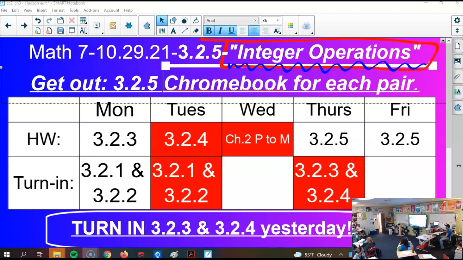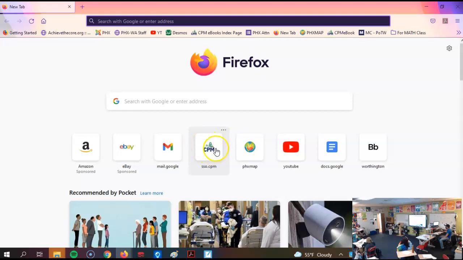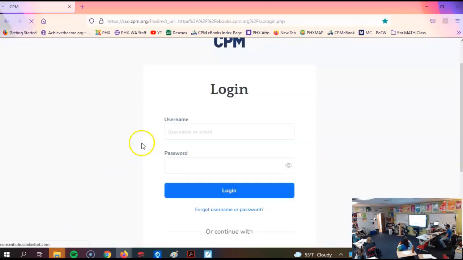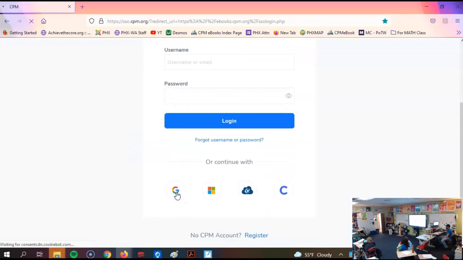All right. In the CPM ebook, which if you don't know how to get to, I would honestly save a tab. My CPM ebook is one of my most visited things. You're going to log in. Don't do this yet, Katie.